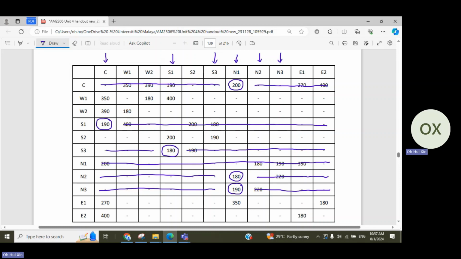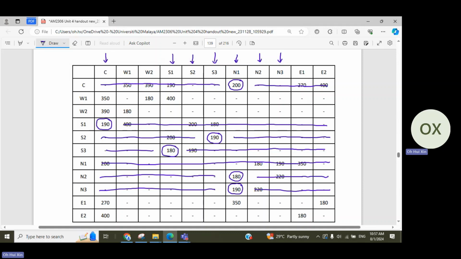Now you should be comparing everything in C, in S1, in S2, N1, N2, and N3. The smallest number that you can get is 190. So circle 190. 190 brings us to S2. So arrow at S2, then you strike through everything for S2.